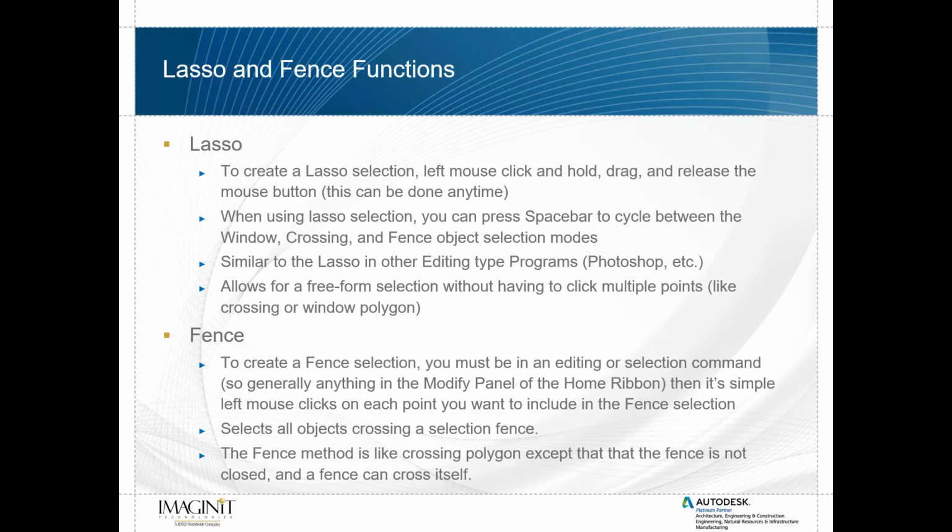And the lasso is very similar to other editing type programs. So if you've ever used Photoshop with a lasso or any of those type of photo editing things, lasso works very similar to those. And it allows for a freeform selection without having to click multiple points. Those of you that have always used crossing polygon or window polygon, you have to click at least 2 points.